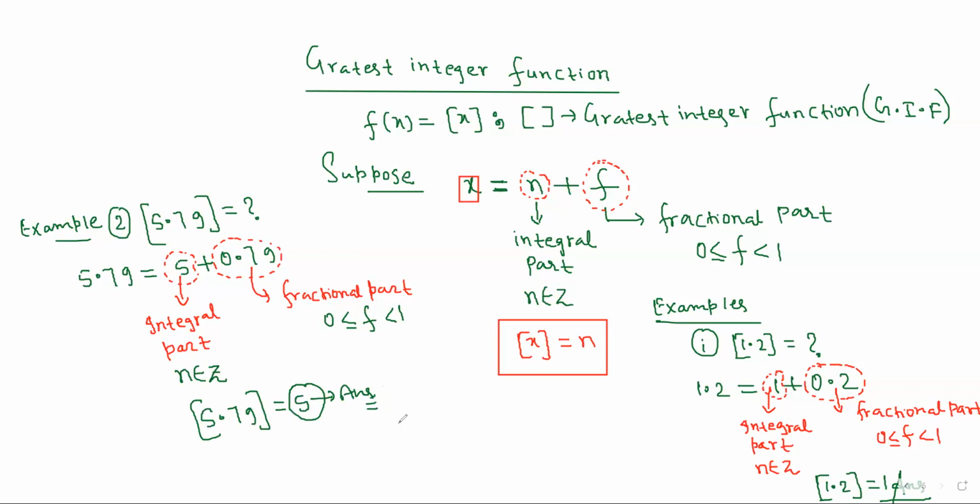Okay. So, example 3. 2.8973: its greatest integer function is simply 2. 3.1234: its GIF is simply 3.